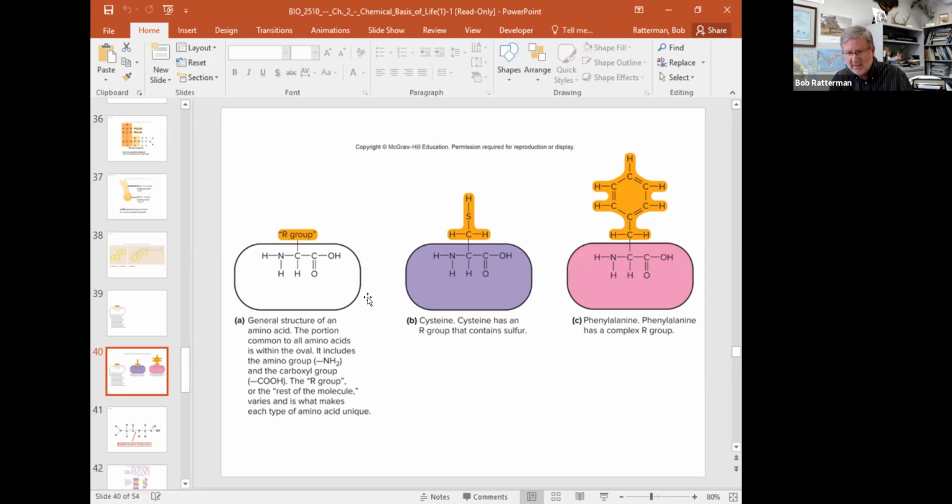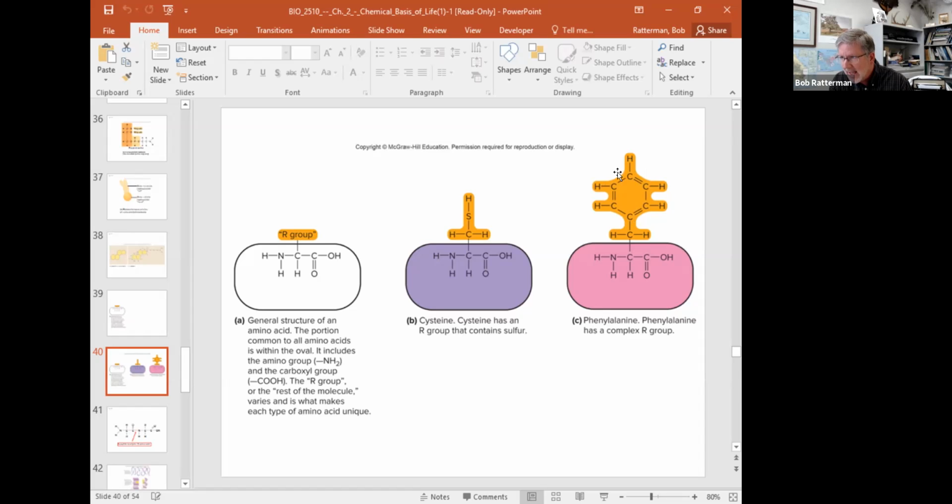If their amine groups are the same and their acid groups are the same, what's the difference? Well, look what's bonded to the central carbon here. It's called an R group. It's the different R groups that make the amino acids unique. So this particular amino acid called cysteine has a carbon and some hydrogens and a sulfur and a hydrogen. It's a pretty small little R group.